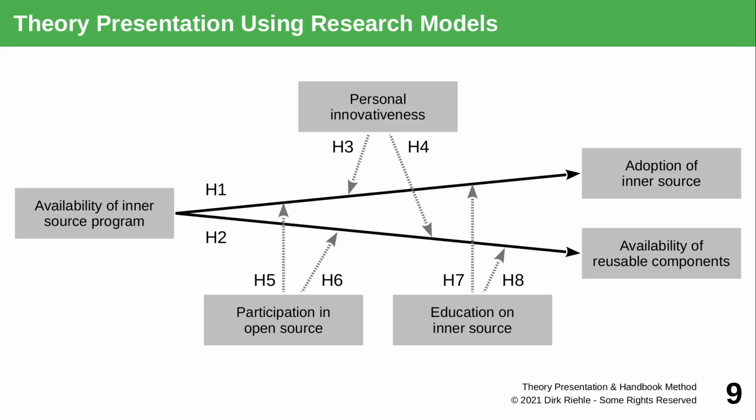Here's a way of how information systems researchers present theories in the form of research models or research frameworks. They define various constructs like personal innovativeness, and then they relate constructs by hypothesized relationships. So for example, the availability of a program positively influences the adoption of the underlying mechanism, inner source in this example. And all of that may be moderated by, again, personal innovativeness or past experience in open source and what have you. So this is a diagrammatic depiction of hypotheses and the constructs they relate to each other. And there's complementing prose, of course, but this is something useful that you can then put to the test.